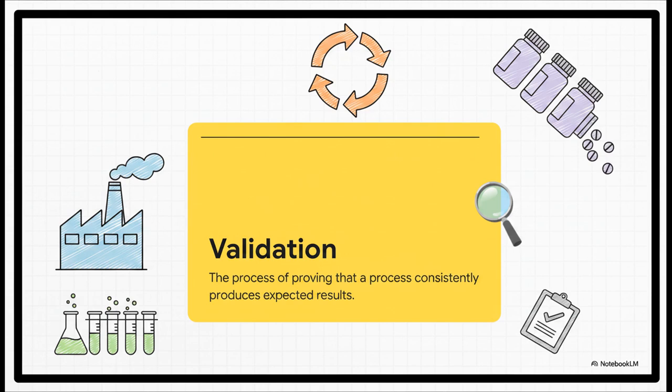The absolutely crucial word here is consistently. We aren't looking at the hardware anymore. We're looking at the recipe, the workflow, the entire sequence of events. Process validation ensures that whether it's batch number 1 or batch number 1000, every single batch meets those strict quality standards. It's all about proving repeatability and reliability over time.